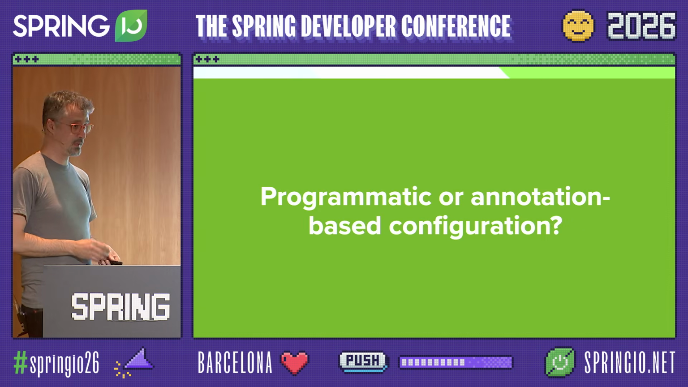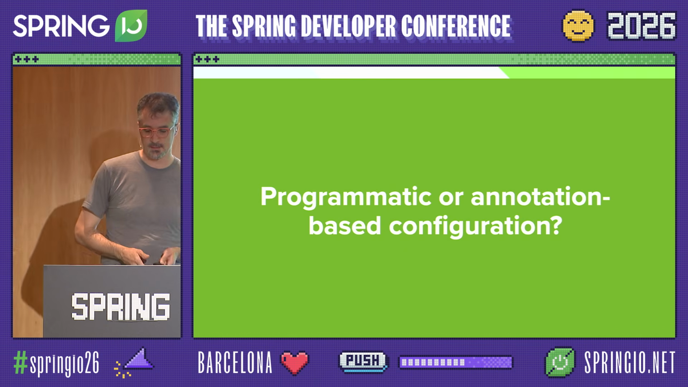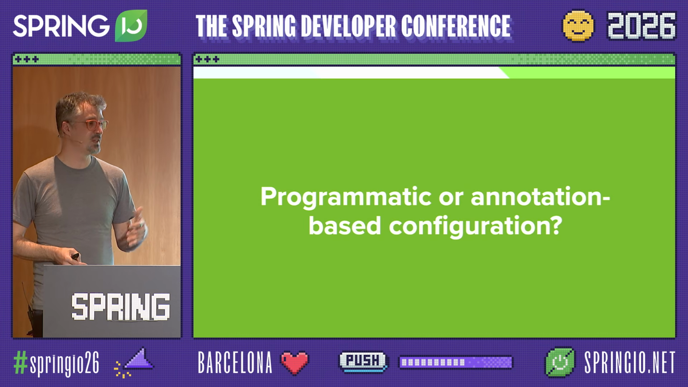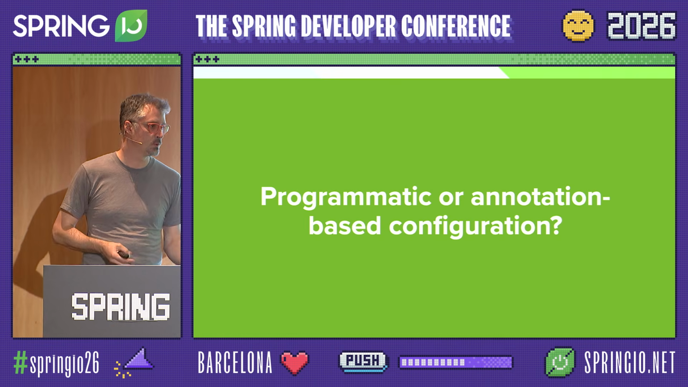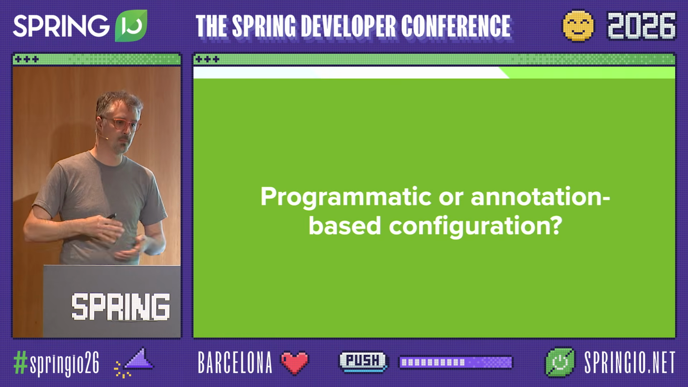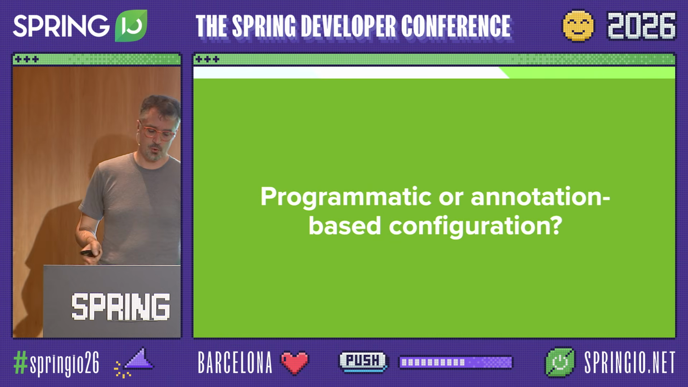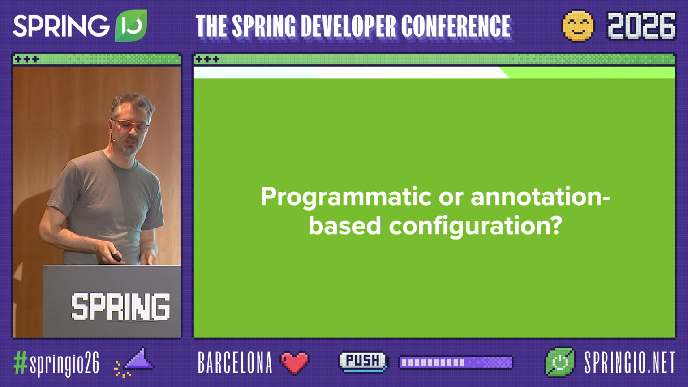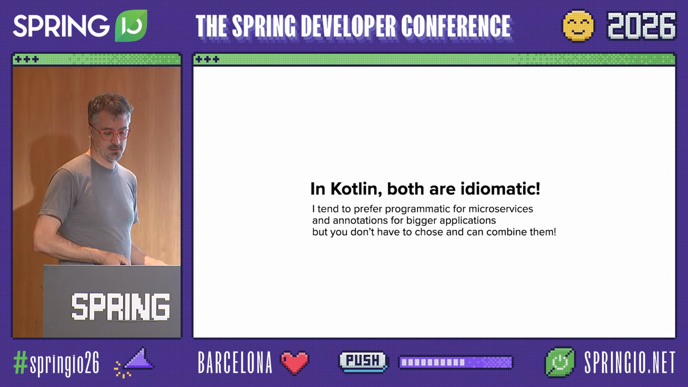Another question, because again, Spring provides a lot of choices, so sometimes it can be a bit confusing about which one. Here, programmatic or annotation-based configuration. Java developers seem to prefer annotations because maybe Java is more verbose and provides less nice DSLs than Kotlin. So usually for Java, the default is annotations, but for Kotlin, it's a bit harder. In Kotlin, both are idiomatic.